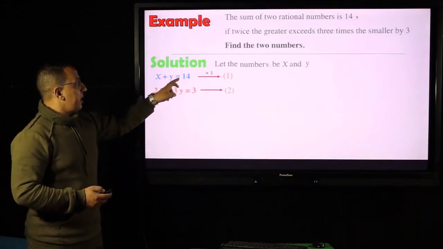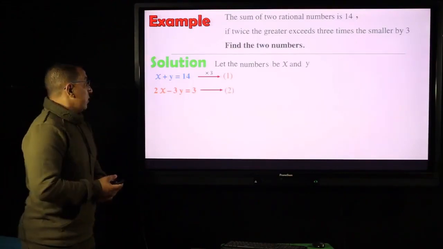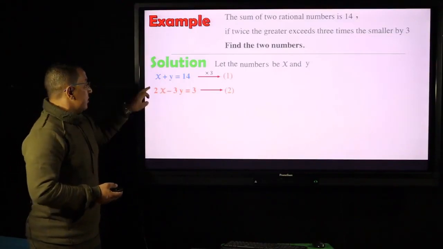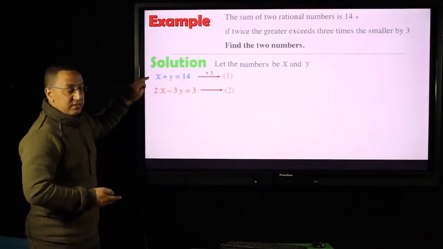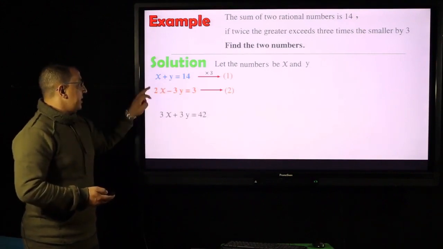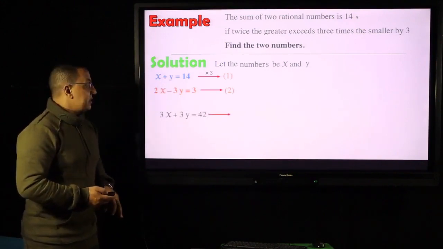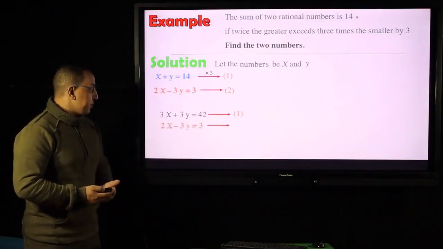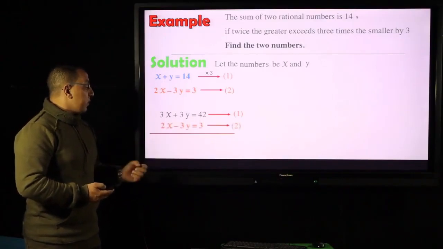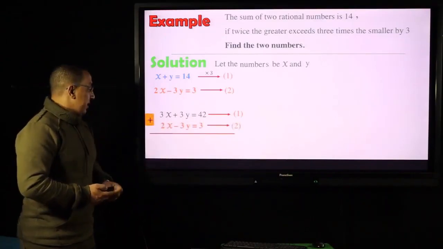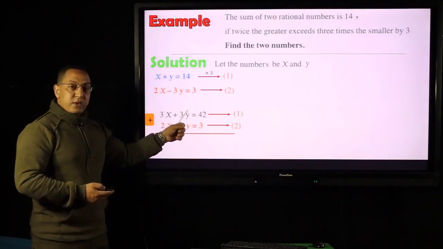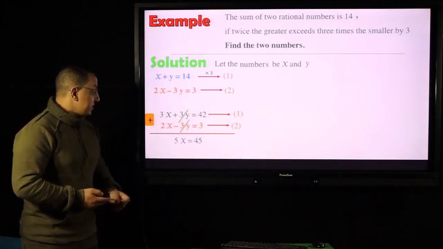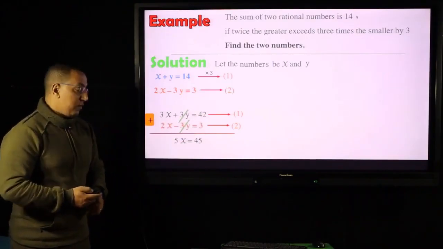Now I'm going to multiply the first equation by 3 to make y multiplicative inverse to each other. So the first equation will be 3x, 3y, and 42. This is the first equation. The second equation is written without change, like this. And now I'm going to add the two equations to omit y, like this. So it will be negative 3y plus 3y equals 0. 3x plus 2x equals 5x. And 42 plus 3 equals 45.